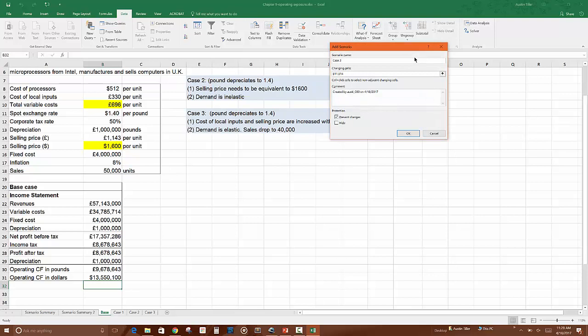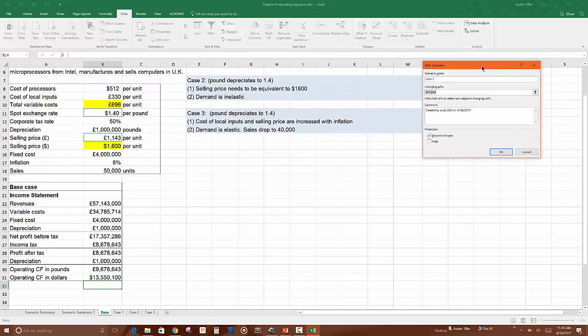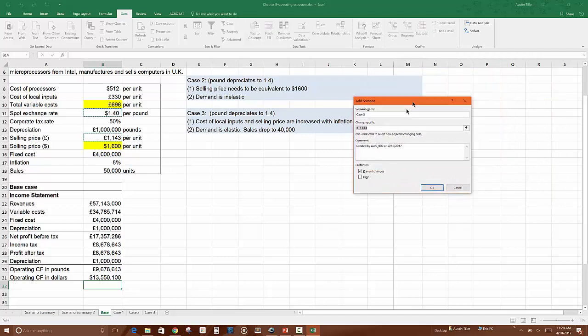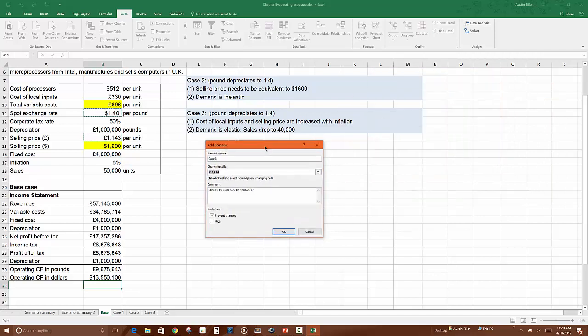Don't forget to change sales. This time, there are 2 more cells that need to be changed. In addition to the exchange rate to 1.4, we're going to change the local input, so that'll be this cell, B9. We're going to change the selling price, B14. We're going to change the sales also, which is B18.